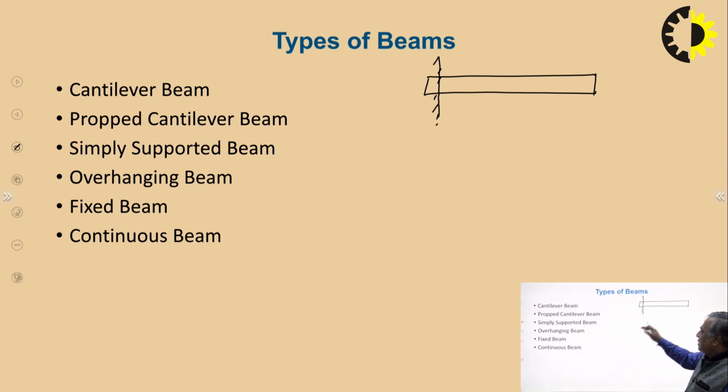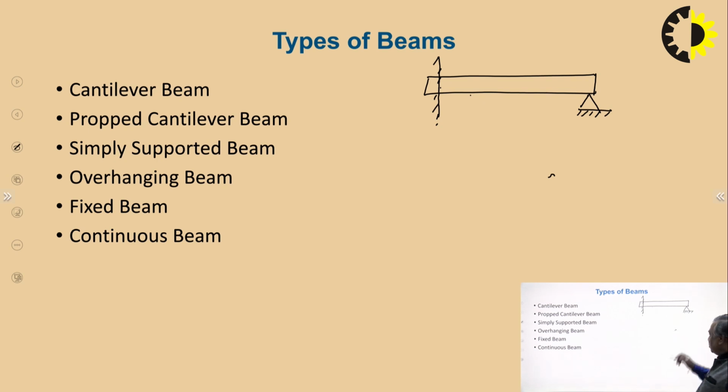Now, the propped cantilever beam. What is a propped cantilever beam? If this cantilever beam is having any support anywhere over its span, apart from the fixed support, then this is called the propped cantilever beam. This is a propped cantilever beam because of this extra support.